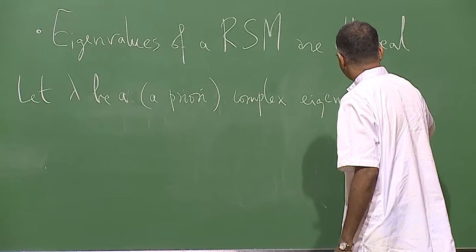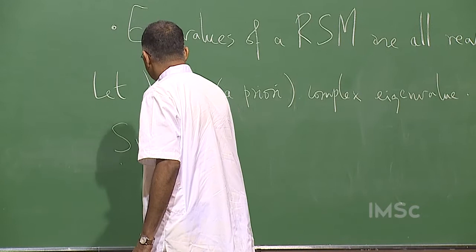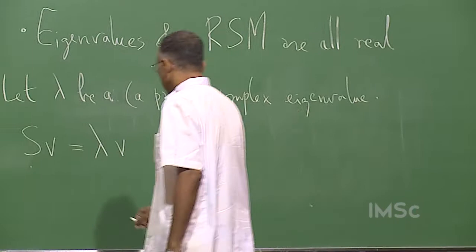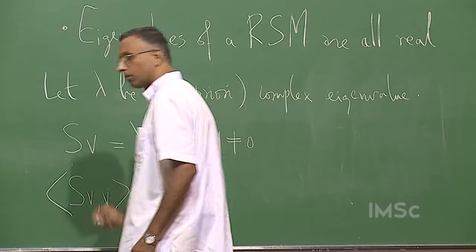Okay, so you can choose an eigenvector V, which is non-zero and possibly complex. I want to show that lambda is real. The trick is to do the following: I want to compute the inner product, which I'll write like this. I'll recall for you the inner product.